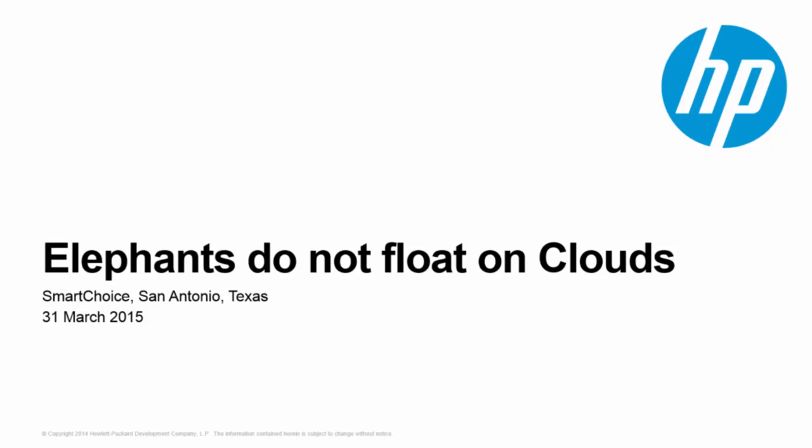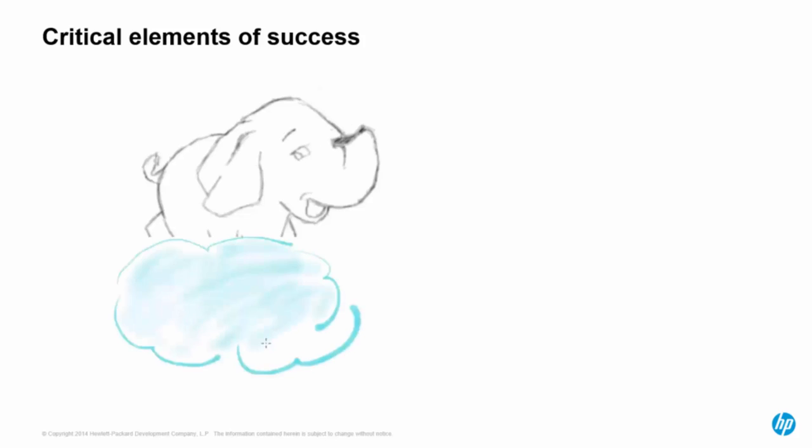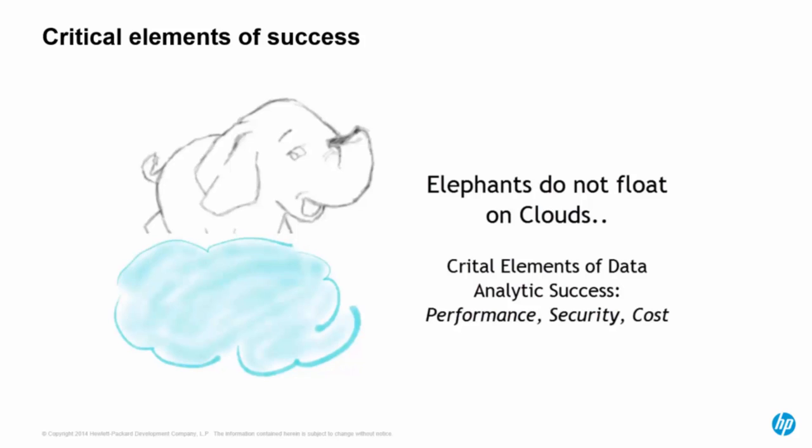Let's spend a few minutes here today talking about how elephants simply do not float on clouds. And we see this illustrated. Let's go ahead and draw this out as to the critical elements of success for our environment. So let's draw here on the board an elephant, representing, of course, big data, and some of those critical elements that we're going to try to focus our attention on today. Those analytical success criteria include performance, security, and of course, cost.